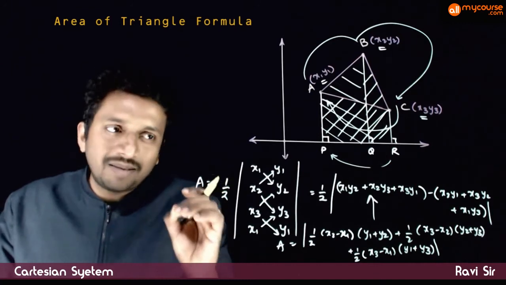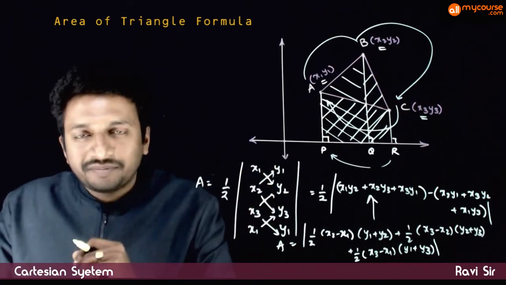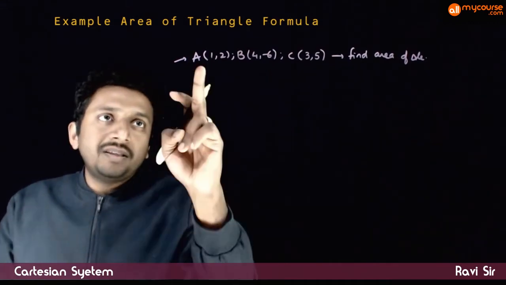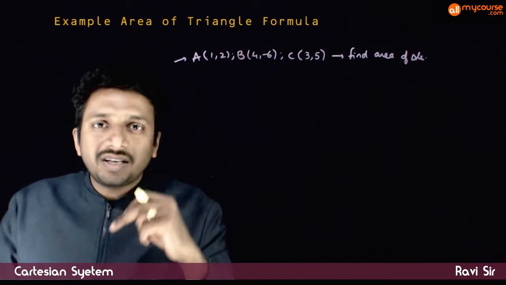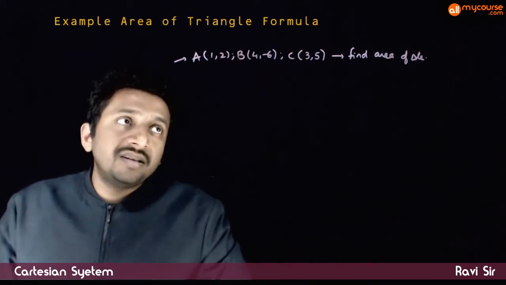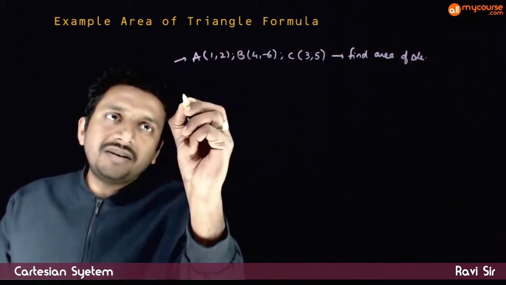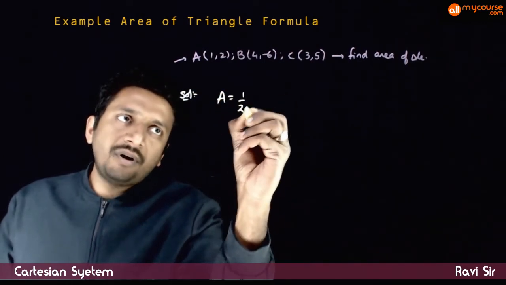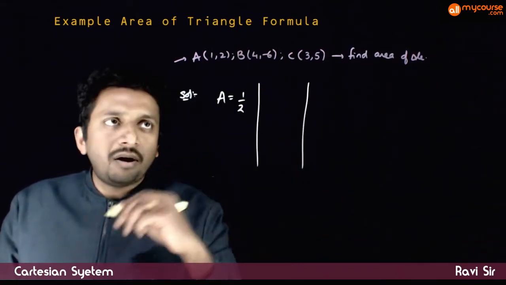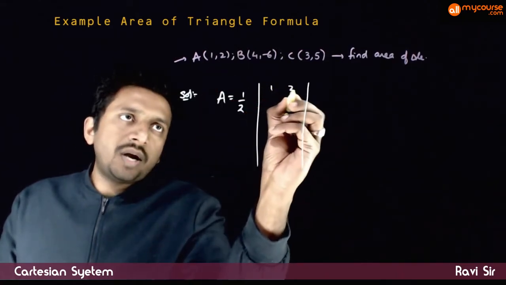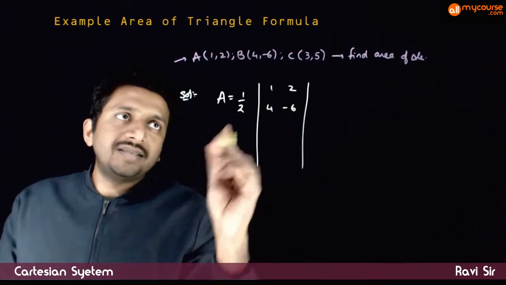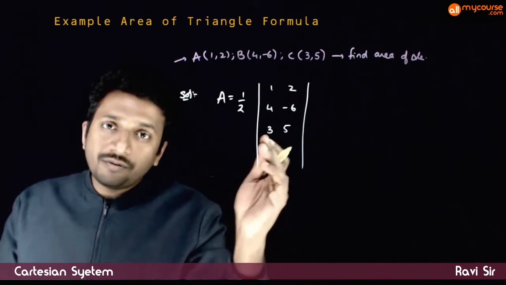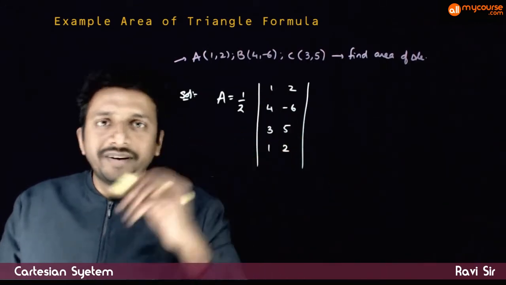So let us take a small example to see how this has to be applied. If you are asked to find the area of this triangle, the first vertex is 1, 2, the second vertex is 4, 6, the third vertex is 3, 5. So let us try to see how to apply the formula. So area is equal to half of the stair of x1, y1, 1, 2, 4, minus 6, the second set of coordinates, the third set of coordinates followed by the first set of coordinates.